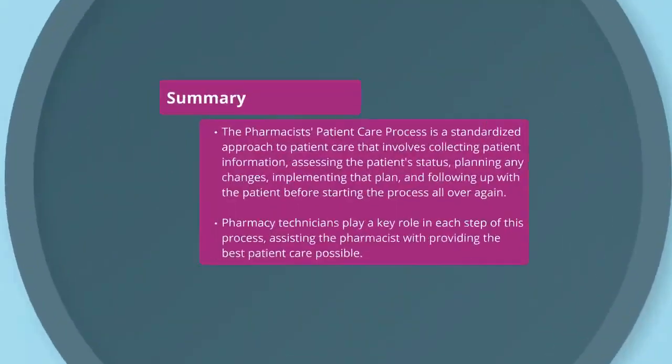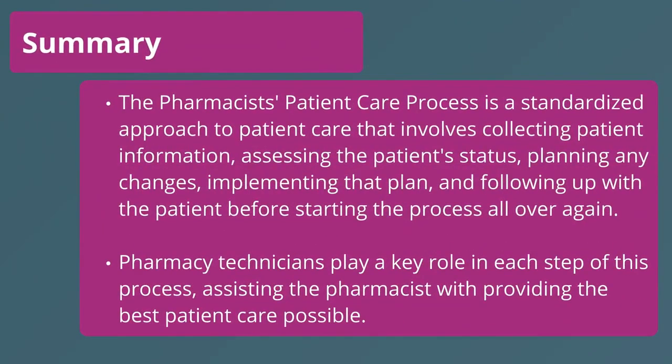So in summary, the pharmacist patient care process is a standardized approach to patient care that involves collecting patient information, assessing the patient's status, planning any changes, implementing that plan, and following up with the patient before starting the process all over again. Pharmacy technicians play a key role in each step of this process, assisting the pharmacist with providing the best patient care possible.